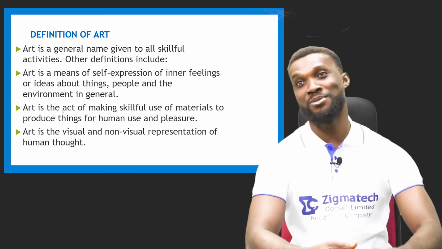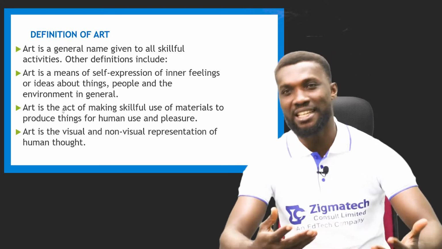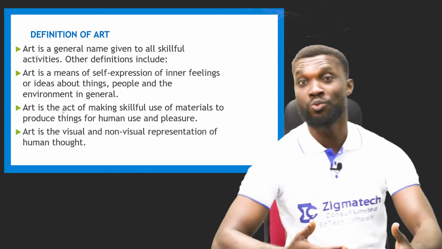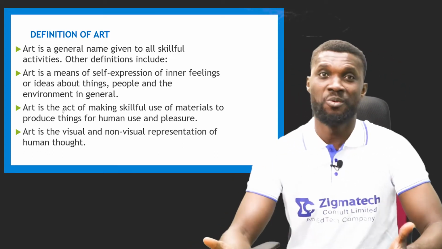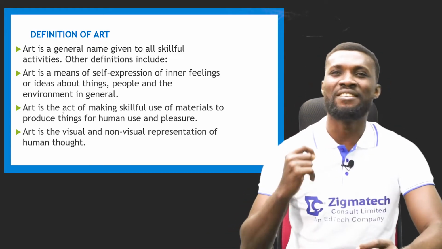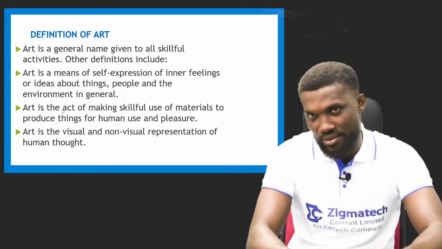Some of you choose to lock yourself inside. Some of you want to sing. Some of you just want to do something, you want to play a game. Some of you want to dance. Well, it depends on how you want to express yourself. So art is the visual and non-visual representation of human thought.